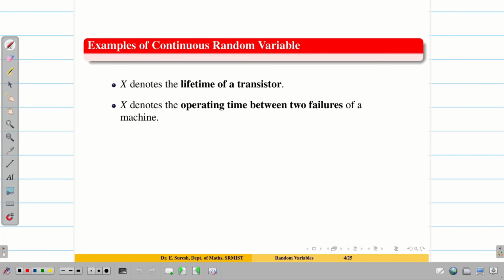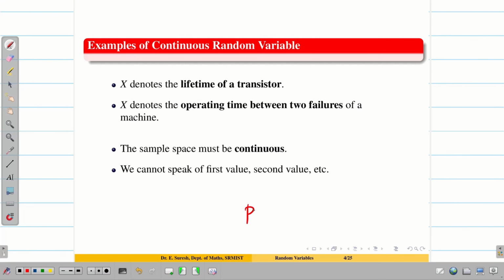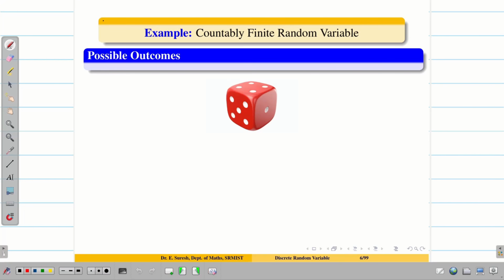X denotes the operating time between two failures of a machine. So the sample space must be continuous. We cannot speak of the probability of the first value, or the probability of the second value, or the probability of any particular value in a continuous random variable. Just have a quick recap.